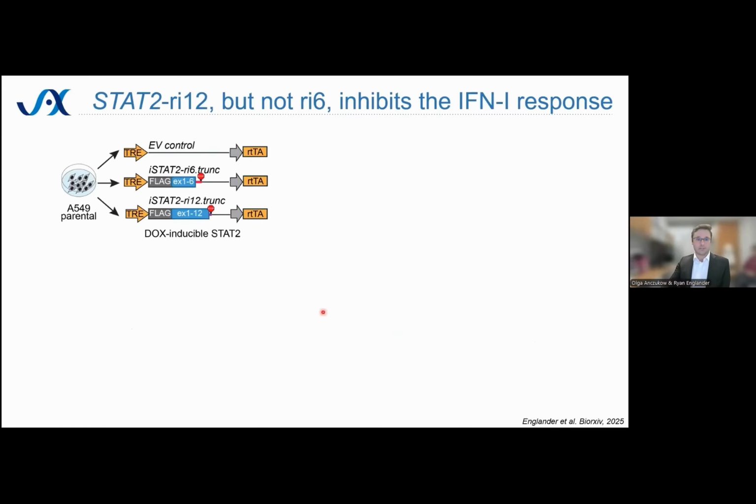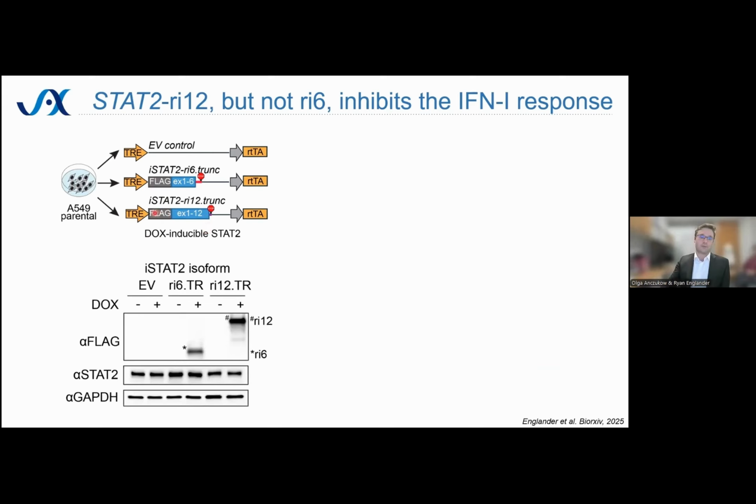So to test this possibility, we took A549 lung adenocarcinoma cells and created inducible synthetic constructs where we could express either an empty vector, retained intron 6 protein or retained intron 12 protein under the control of a doxycycline inducible promoter. We also included a flag tag at the N-terminus of both of these proteins so that we could detect these transgenes with Western blot. And you can see here on this Western blot that after treatment with doxycycline, RI6 and RI12 containing cells are detectable with an anti-flag antibody.